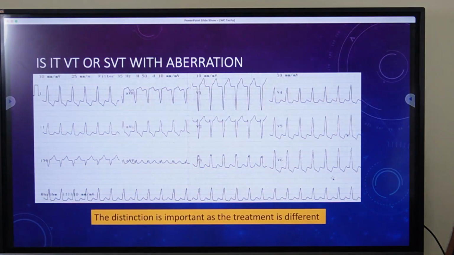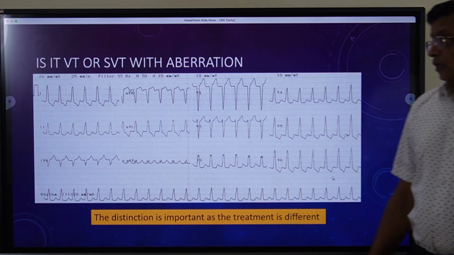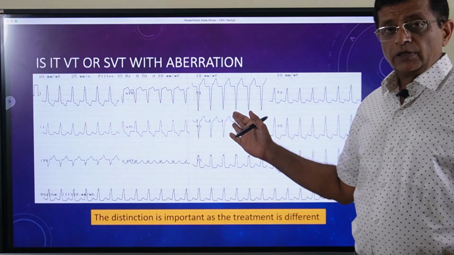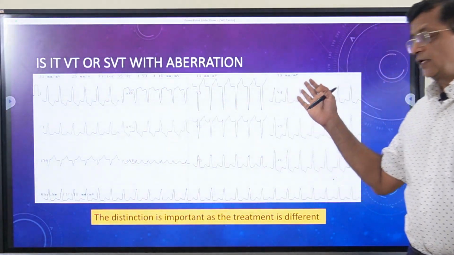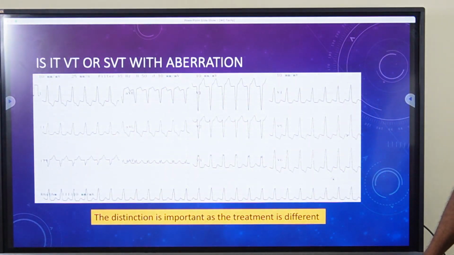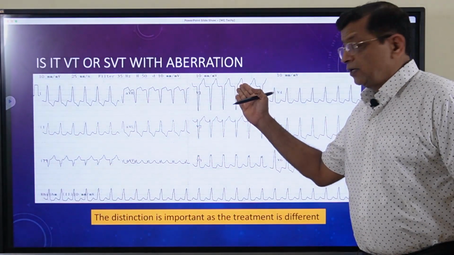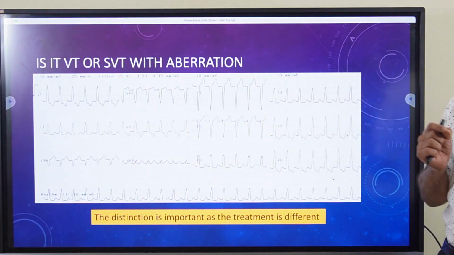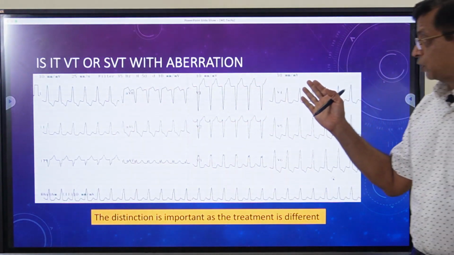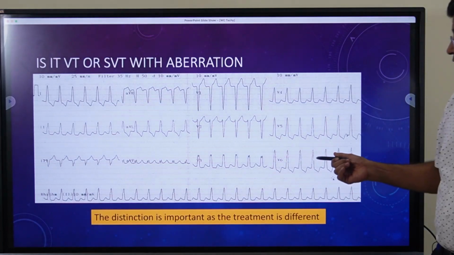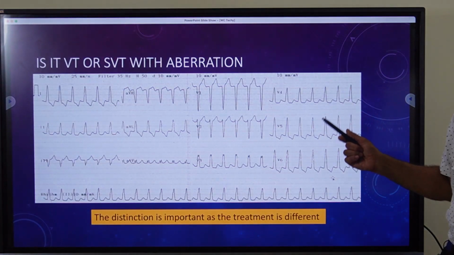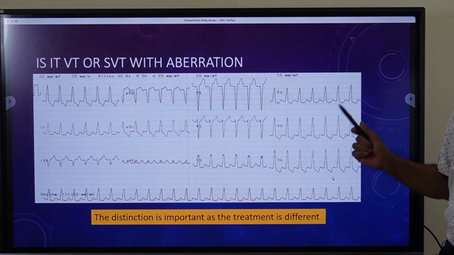Part 1. You are sitting in the emergency department and a patient comes with palpitation, and this is the ECG. So how can you tell? The QRS complex is wide. It is slightly more than 120 milliseconds, or 3 small squares. And now you have to diagnose whether it is VT or SVT, and the treatment of both is different.